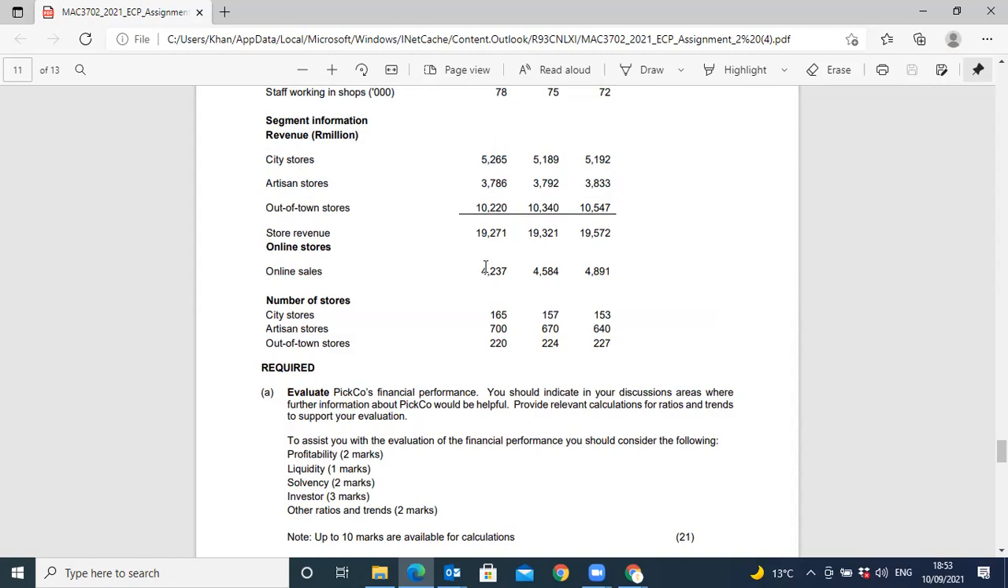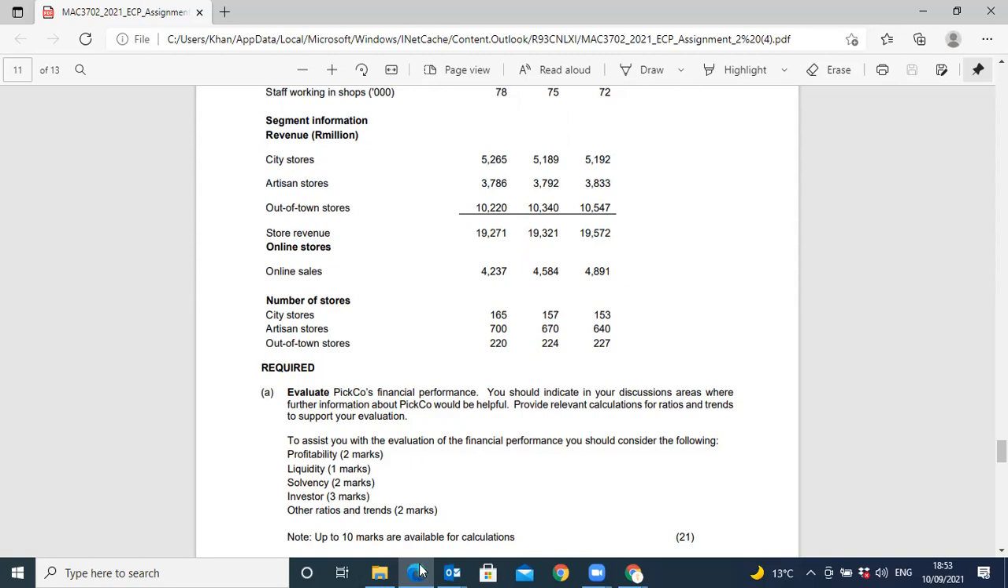And then online sales: if you add the 2 store revenue plus online sales, which will add up to about 24 million or 25 million, then you can see what percentage of total sales online sales makes up. But here you can already see if they close city and artisan as they intend, they're going to lose quite a bit of revenue. Those are the type of things you want to look at. Those are basically trends and other ratios that you can have a look at.